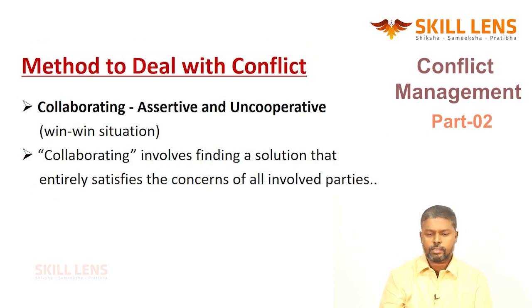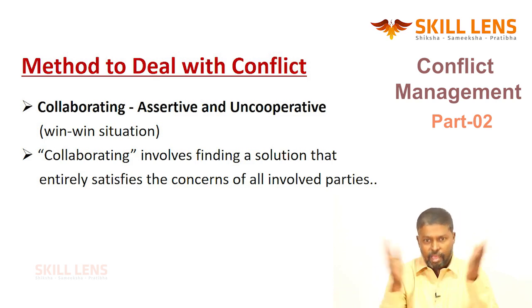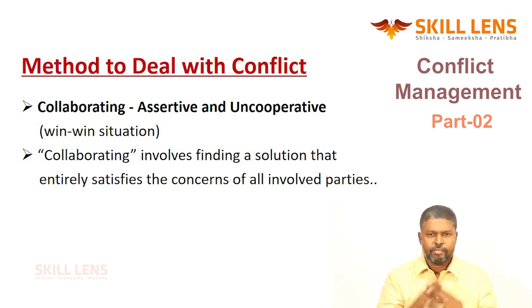The last one is collaborating. As mentioned, many people feel this is the best one. It's called a win-win situation, wherein it's assertive and cooperative. Now, collaborating involves finding a solution that is entirely satisfying the concerns of all people involved. That is, everybody's needs are taken care of and everybody is happy with what they got. So there's no compromise, there's no competing here. Collaborating is the best conflict resolution that can happen.